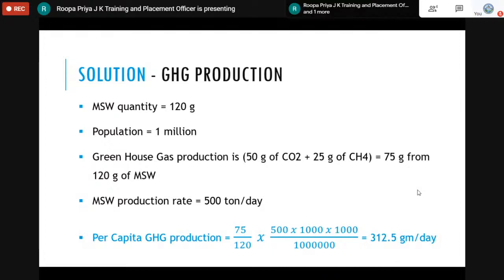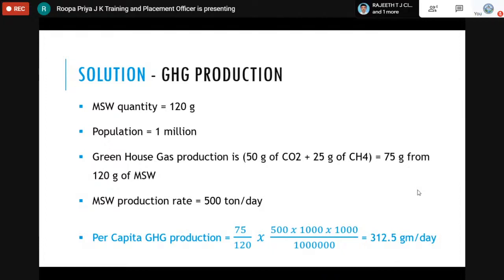This is a very simple calculation. You have been given all the values. All that you have to do is add the given values of the greenhouse gases. So here, according to this problem, you have the carbon dioxide and the methane as the greenhouse gases. There is 50 grams of one of the greenhouse gases produced and 25 grams of the methane. Just add these two, find out how many grams of greenhouse gas is produced from the municipal solid waste quantity present. And considering the production rate given in the problem, just calculate the per capita greenhouse gas produced in the landfill.